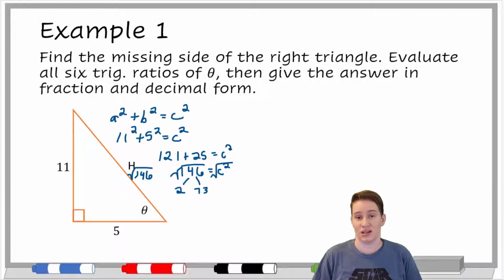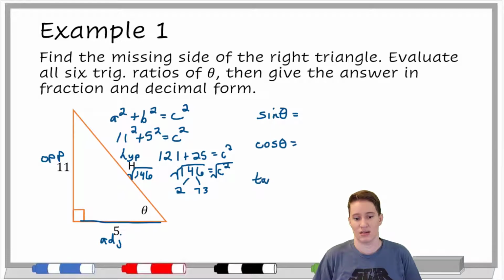Now, in order for us to find sine, cosine, tangent, secant, cosecant, and cotangent, we're going to work from the perspective of theta. We've already identified this as our hypotenuse. We need to identify the 5 as our side that's adjacent to theta, because this side is actually touching theta, right? So it's adjacent. And this 11 is the opposite side. So I'm going to write out sine theta, cosine theta, tangent theta, and hope for the best that I have enough room here. And then I'm going to write cosecant, secant, and cotangent.